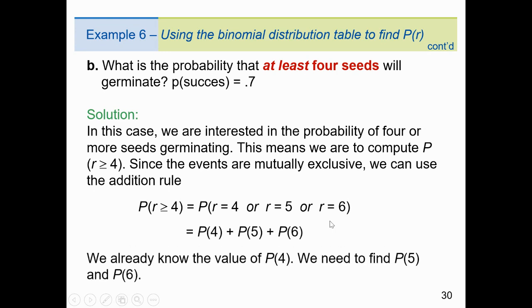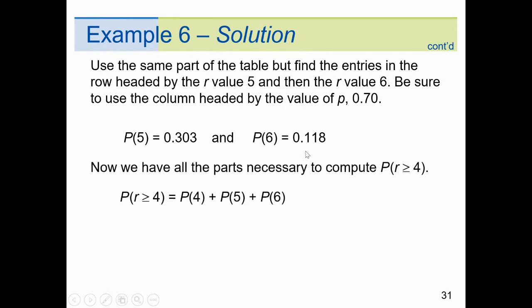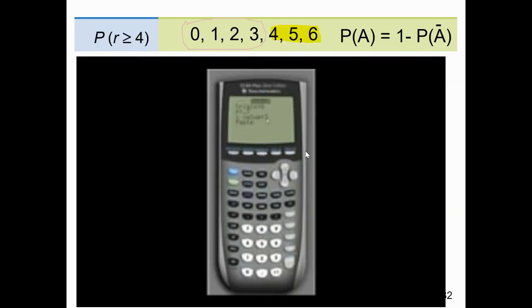We already know the probability of 4, and using the calculator or the table, we came up with the probability of exactly 5 successes being 0.303, and the probability of 6 being 0.118. Now we simply add all three of those together, the probability of 4 or more. And adding them all up, we get 0.75.